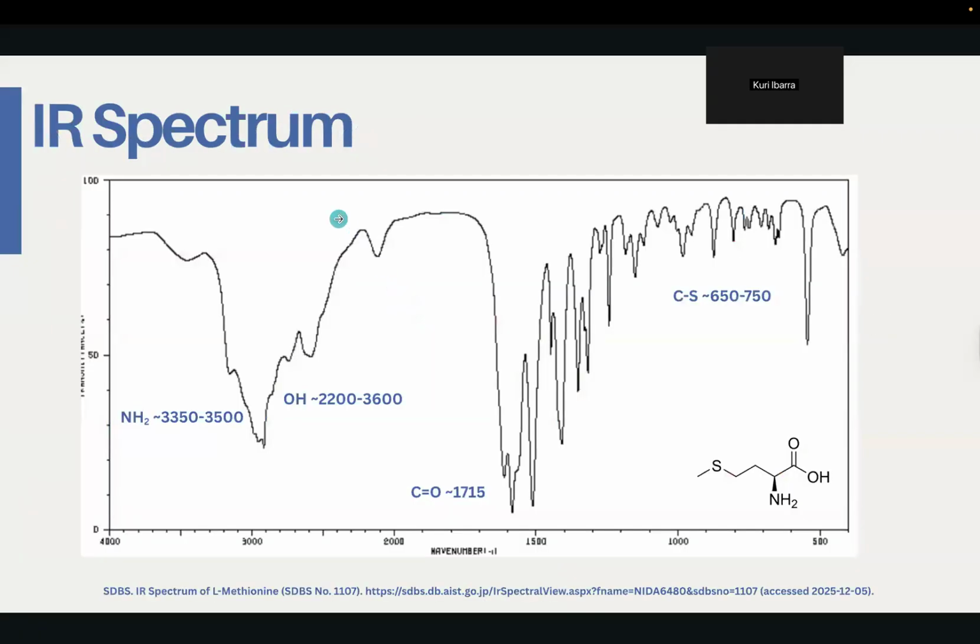The IR spectrum depicts different peaks in stretching expected for methionine. The NH stretch is observed around 3,350 to 3,500, and the OH stretch is observed around 2,200 to 3,600, which are the broadest and highest in frequency and energy peaks. The C double bonded to the O has an approximate value of 1750 in the carboxylic acid. Lastly, the CS stretch has the lowest frequency of approximately 650 to 750.